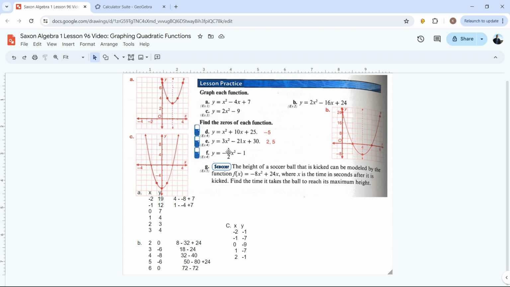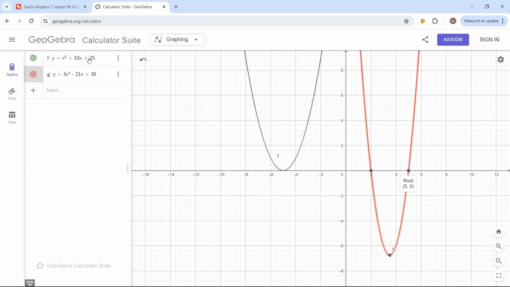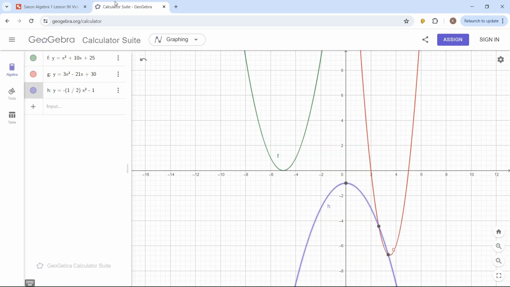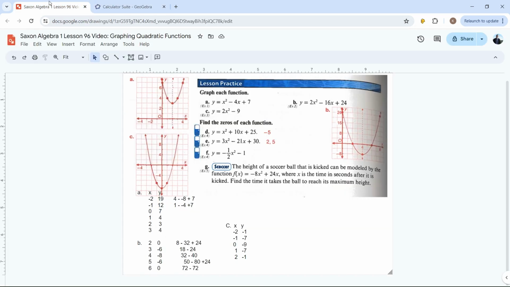And then lastly, I have y equals -1/2 x squared minus 1. So another one we're just going to plug into the calculator. Y equals -1/2 x squared minus 1. Oh, look at this one. Let me just make sure we got this right. -1/2 x squared minus 1. It never crosses the x-axis. So therefore, because it doesn't cross the x-axis, there are no zeros. Okay, so here we had an example of each type.